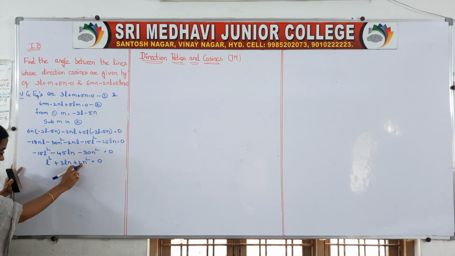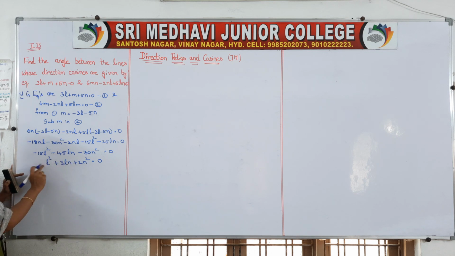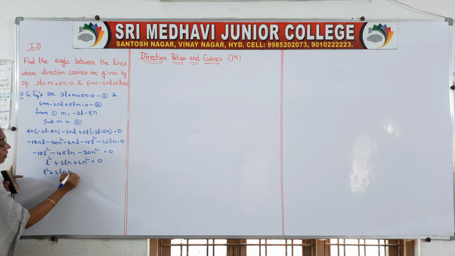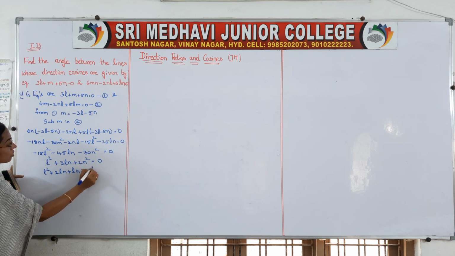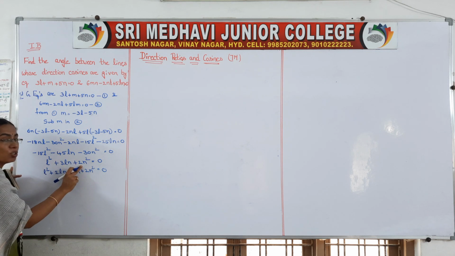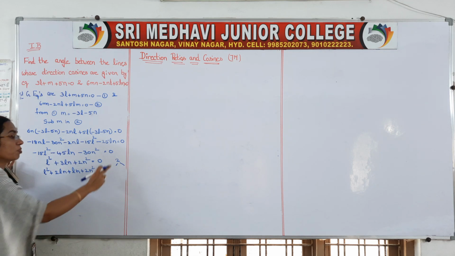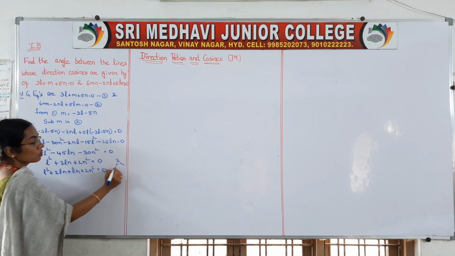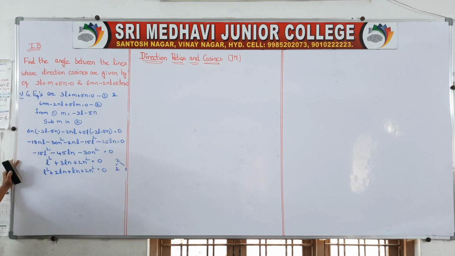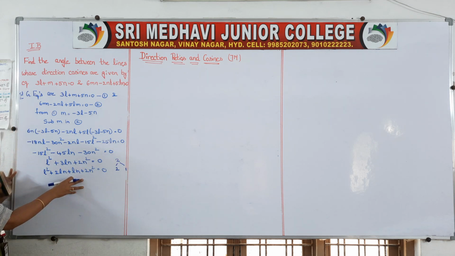Try to get the factors. So 3ln can be written as 2ln plus ln, isn't it? 1 into 2 is the value, right? So we can write l square plus 2ln plus ln plus 2n square is equal to 0. I think you know how to take the factors. First we multiply 1 into 2, that is 2. We have to select 2 numbers whose product should be 2 and whose sum should be 3. So we can take 2 and 1. 2 into 1 is 2, and if you add, you will get 3. Like that we have to take the factors.